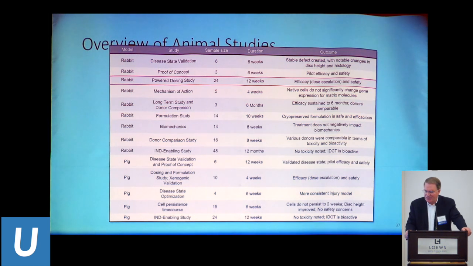So we have studied the cells in a variety of animal models. First, in our lab, in a non-GLP fashion, just to do some basic science, and then in anticipation of going to FDA in GLP fashion using a contract research lab, a CRO. And so we've studied the cells not only in rabbits, but in pigs and in Japan in dogs.